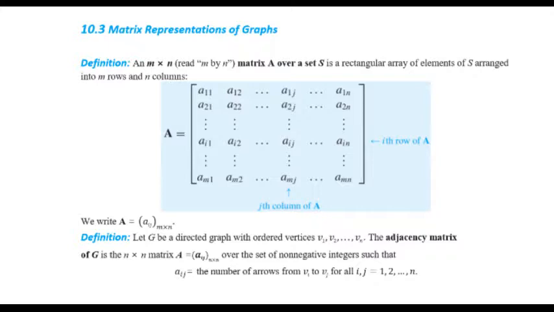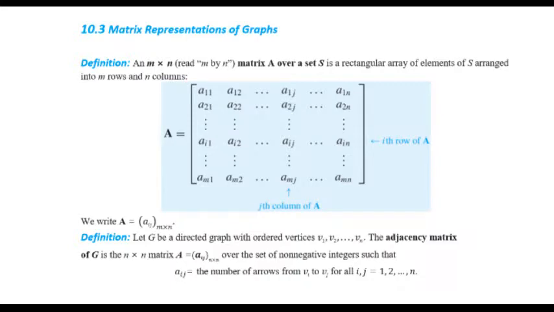In order to define the adjacency matrix, we first need to define a matrix in a mathematical way. So here is a formal definition of a matrix. We say an m by n matrix A over a set S is a rectangular array of elements of S arranged into m rows and n columns.